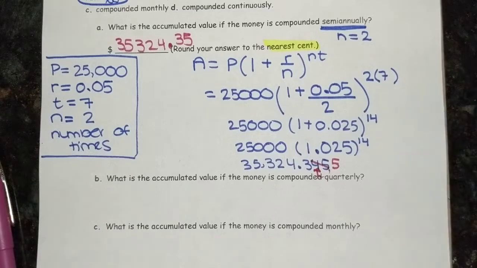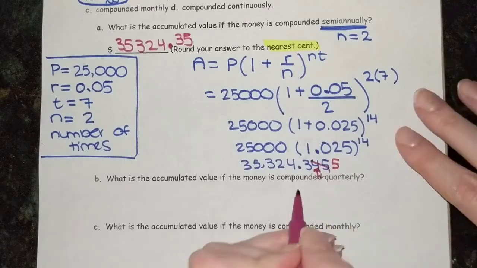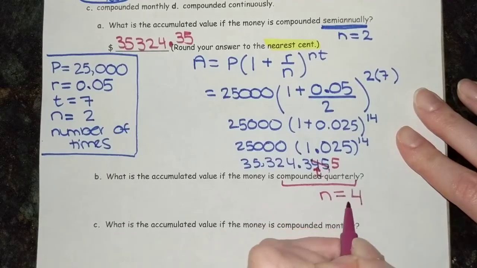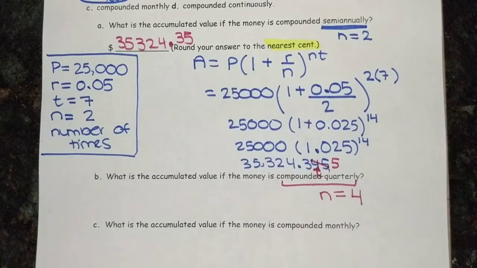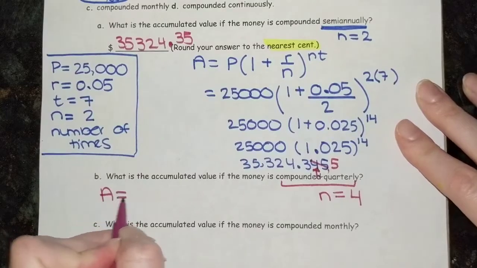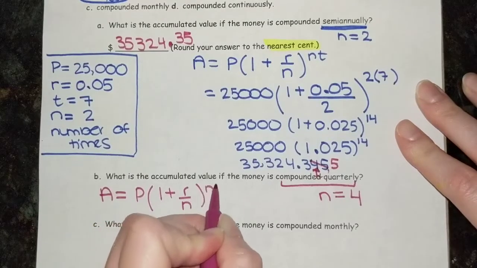So for the next parts of these questions, what you would then do is look at the compounded quarterly, and the only thing that's going to change is that compounded quarterly tells you that n is going to equal 4, because you're compounding it 4 times throughout the year, for each quarter. But the formula is still going to be the same. You're still going to use A equals P times (1 plus r over n) to the nt.